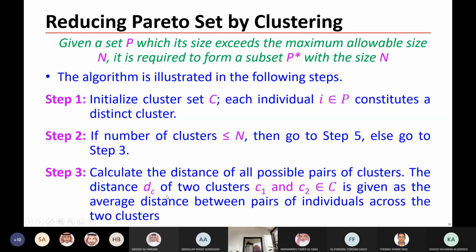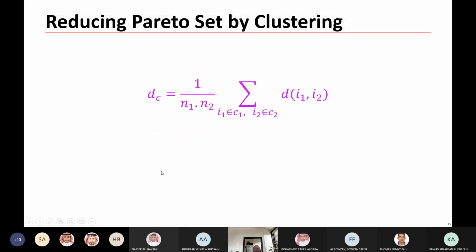The distance d of two clusters, C1 and C2, the distance between any two clusters, is given as the average distance between the pairs of individuals across the two clusters. For example, if you have here 3 and 4, as you mentioned, Abdullah, and you have another cluster here, 1 and 2, you can get the average distance. You can get 3,1, 3,2, 4,1, 4,2, and you get the average distance. You have 4 distances here, and you can get the average. In this form, you can apply this.